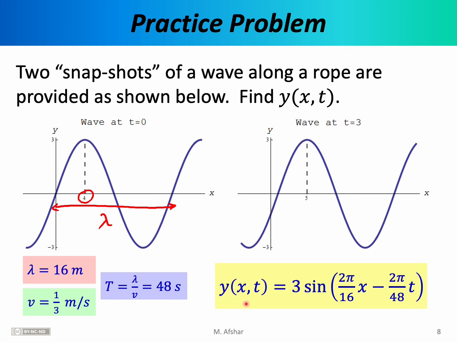We can say that y as a function of x and t is equal to the amplitude, which is 3. We read that off from the graph. As you can see, the maximum displacement is simply 3 meters, times the sine function. Then we have 2 pi over lambda, which we decided is 16. We've chosen the minus sign here because we think the wave is moving to the right. And then we have 2 pi over the period, which is 48 seconds. And we've chosen phi to be 0 because in this case, the function starts at 0.